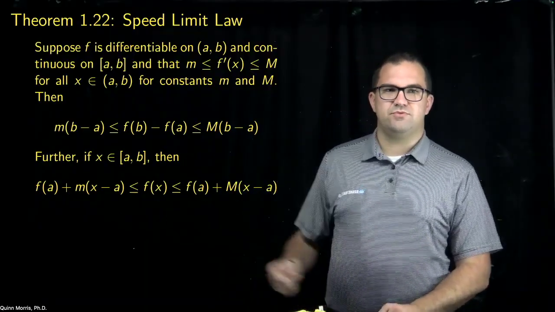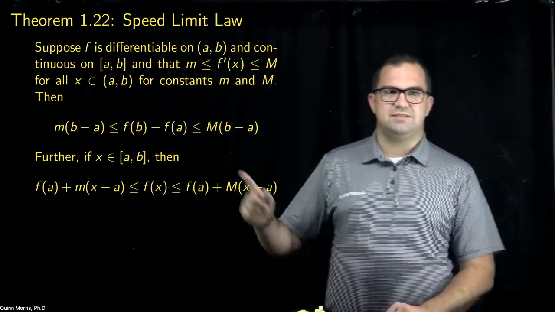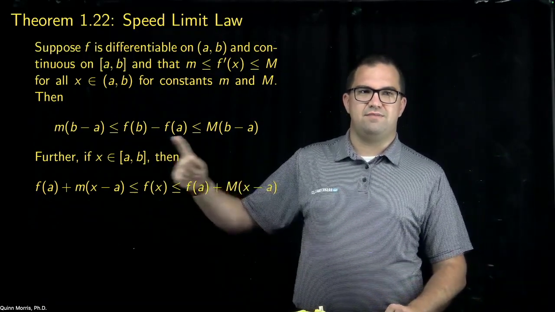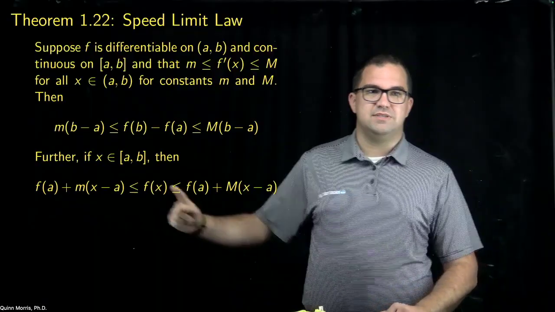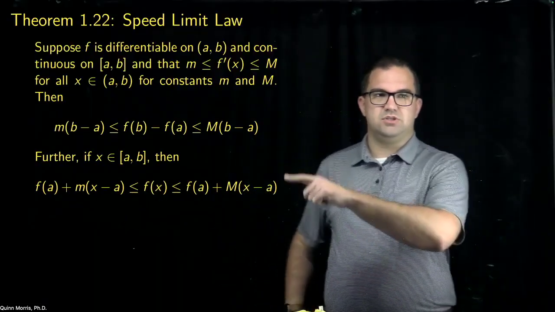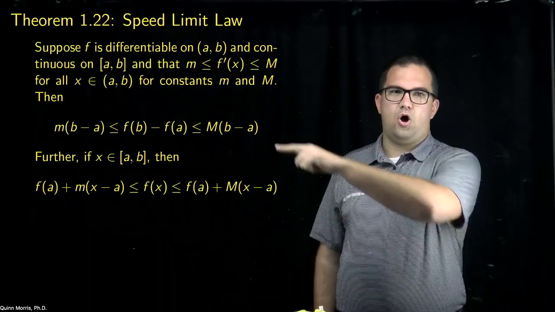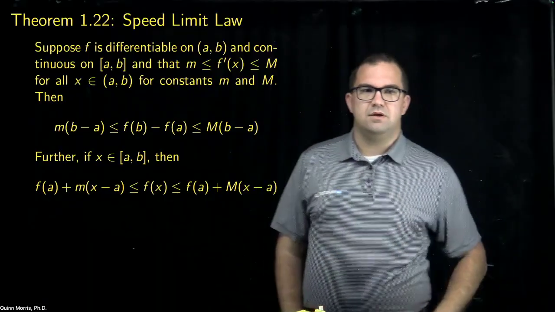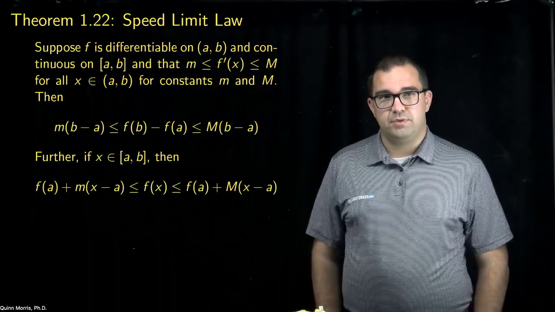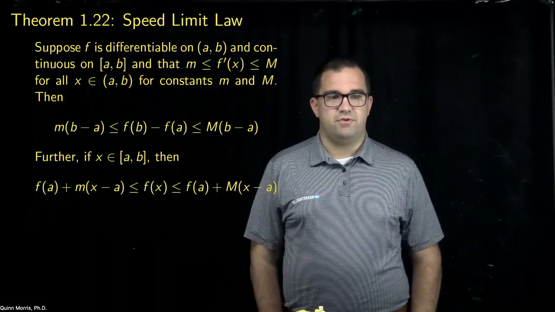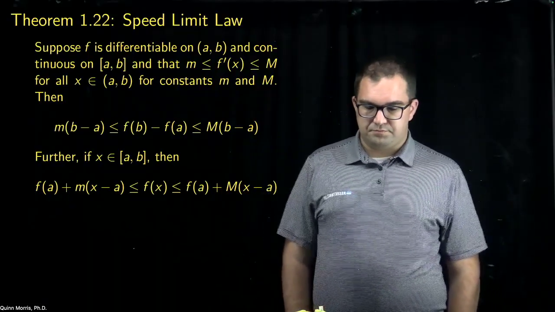Further, this last piece really says I could take this and just extrapolate it. Instead of having b, I could put any x between a and b, and then all we do is add f of a everywhere. So these are almost equivalent statements here. Now, you'll notice this is called the speed limit law, and this comes from the following idea.